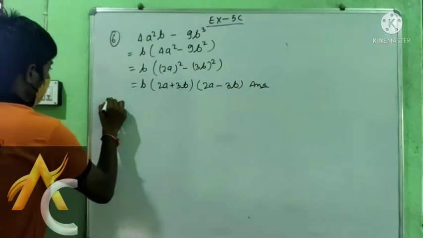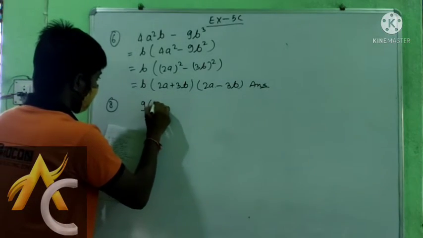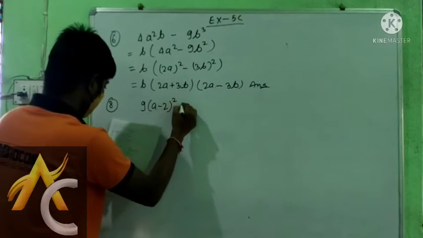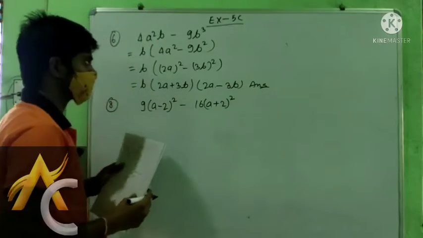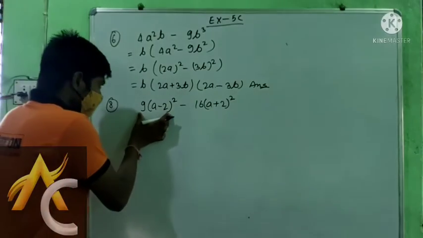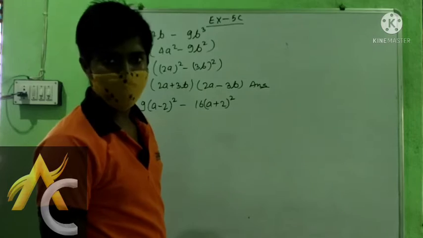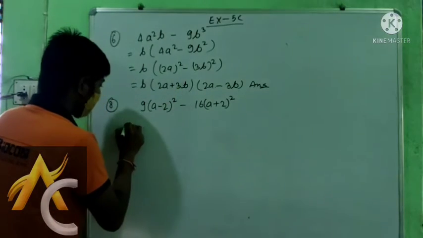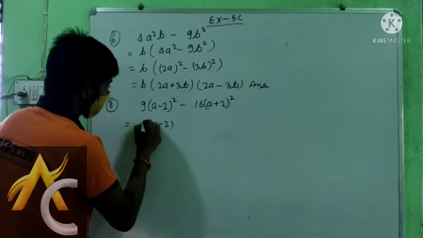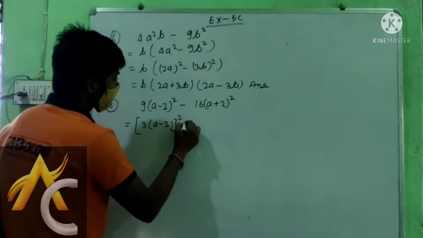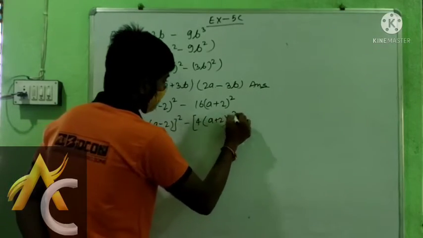Now question number 8. Question number 8 is (9a minus 2) whole square minus (16a plus 2) whole square. Since 9 is the square of 3 and 16 is the square of 4, we can write it as (3a minus 2) whole square minus (4a plus 2) whole square.